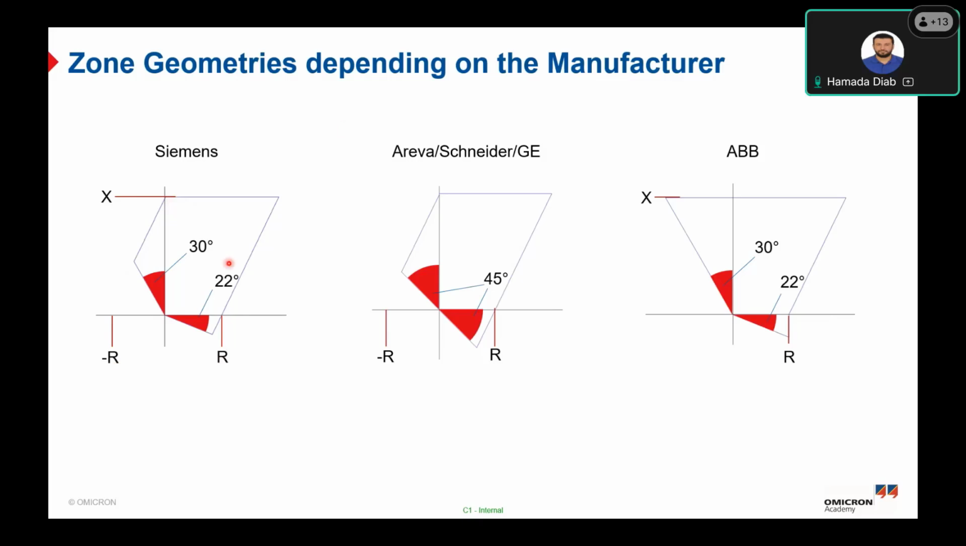Okay. On the other hand, for the Areva and Schneider and GE relays, this angle will be 45 degrees. So based on the relay vendor and the relay manufacturer, you can define the directional lines to identify the zone forward and reverse directions. For ABB also, it will be like the Siemens relay, but with a different shape, as you can see. So also the forward directional angles here are -22 and 120.